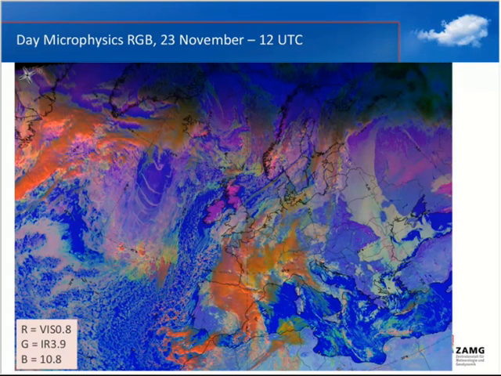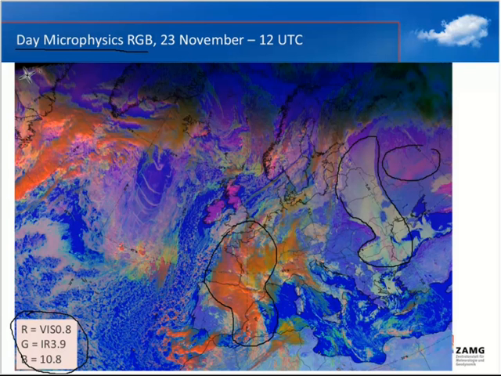So what more can we use? There's also the day microphysics RGB. You can see here the recipe of this RGB, and also in this, the advantage of this RGB is that you can not only distinguish between fog or low-level water clouds and thick clouds, but also snow has a different color, like you see over here.